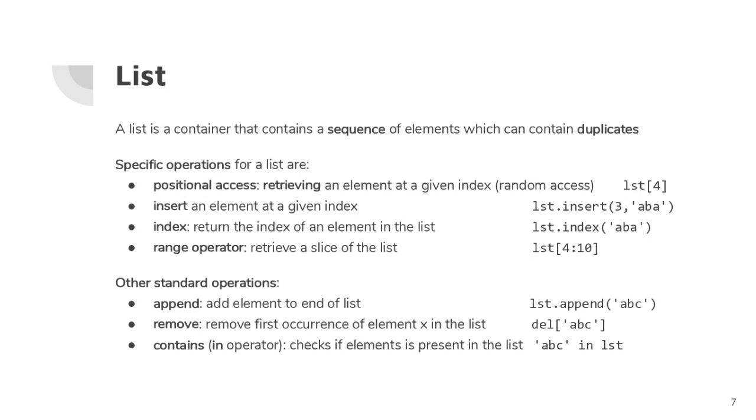until 10. Other operations on a list are append, which adds an element to the end of the list. So if you type list.append(ABC), ABC will be the last element in the list. Delete, which removes an element from the list, and contains, which is the in operator in Python, which checks if a certain element is present in the list. So these are the essential list operations.